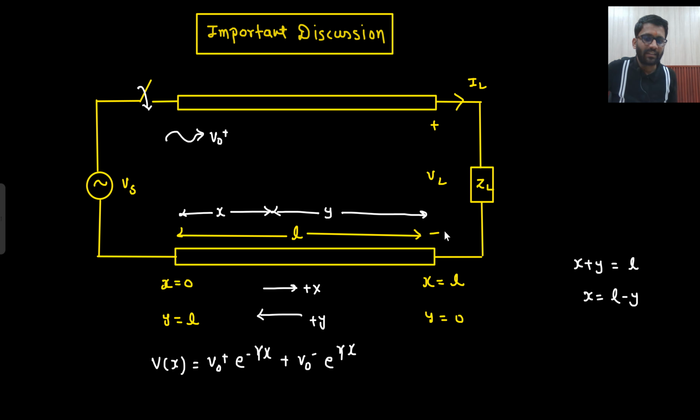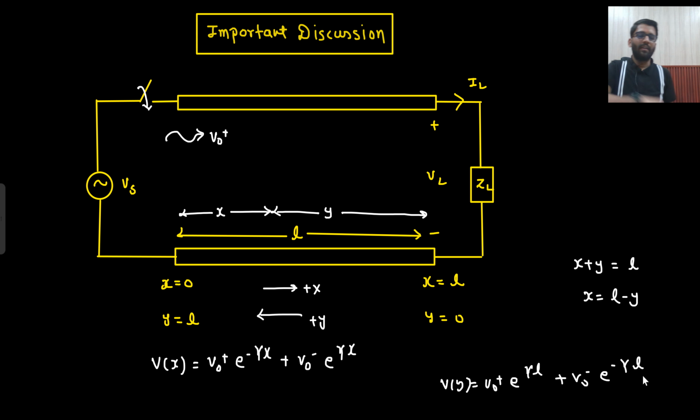Now in this equation, if I say this is my Vy, that is V0 plus e to the power gamma L plus V0 minus e to the power minus gamma L. And what I am saying, just as I close the switch, V0 plus is generated. Not gamma L, sorry, it was gamma y. Now if someone asks me, sir, what is the value at y equals to L? If you put y equals to L here, what are you going to get? V0 plus e to the power gamma L.